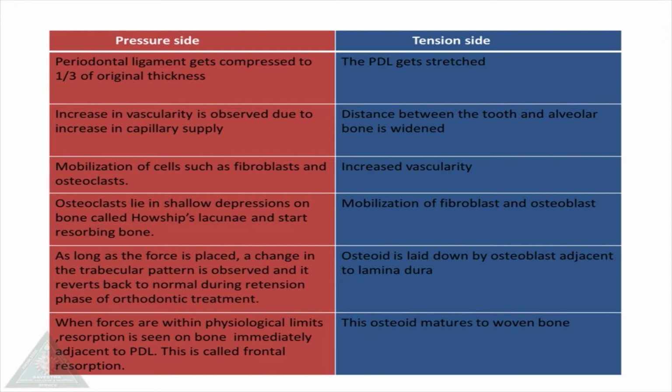On the tension side, the periodontal ligament gets stretched. The distance between the tooth and the alveolar bone is widened. There is an increase in vascularity. Mobilization of fibroblasts and osteoblasts is seen. Osteoid is laid down by the osteoblasts adjacent to the lamina dura, and this osteoid matures into woven bone.